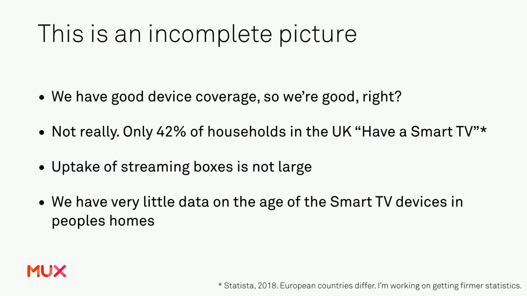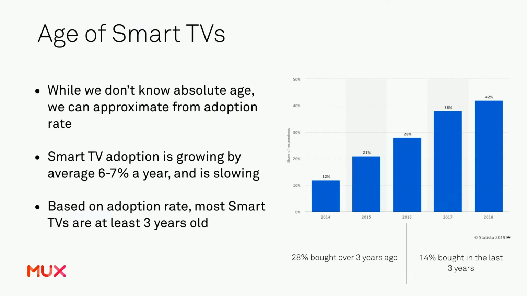We don't have a complete picture on smart TVs because, like I said, I was talking about 2018, 2019, up-to-date firmware on devices. Here's some numbers from the UK. So the UK has maybe, this is the best stat I could come up with, a 42% coverage of smart TVs in the living room. The uptake of streaming boxes is actually pretty low in Europe in general, but we have very little data on the age of these smart TVs in people's living room. The best I could do was look at the historic data about how people were buying smart TVs. And that's what this looks like.